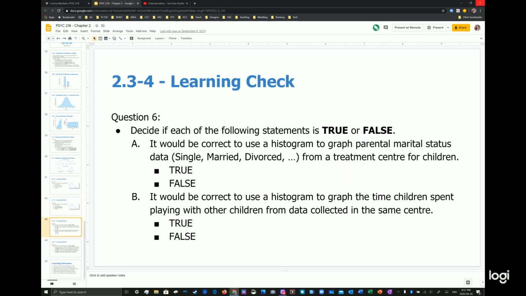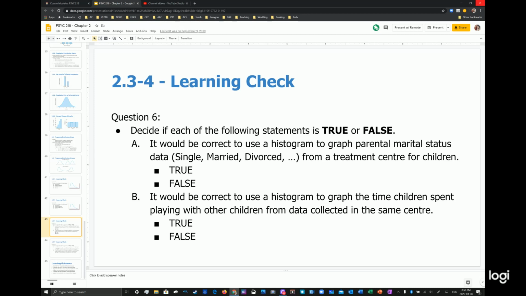And number 6, two true-false questions. A, it would be correct to use a histogram to graph parental marital status data, that is single, married, divorced, whatever, separated, common law, whatever, from a treatment center for children. True or false? B, it would be correct to use a histogram to graph the time children spent playing with other children from data collected from the same center.